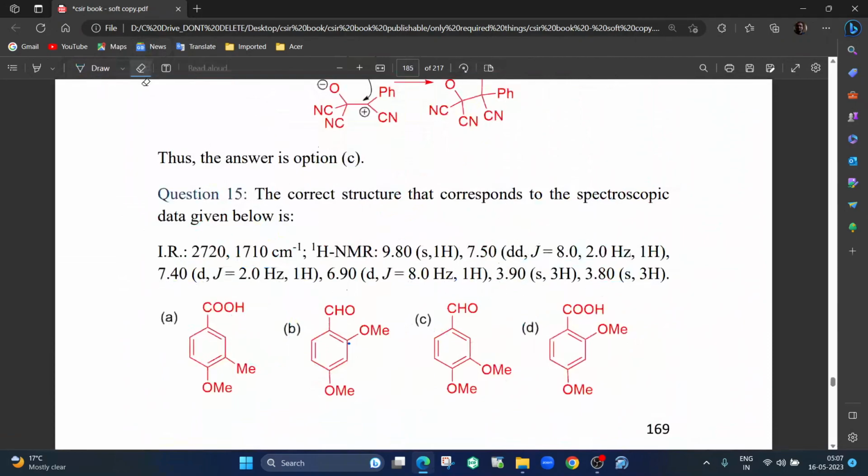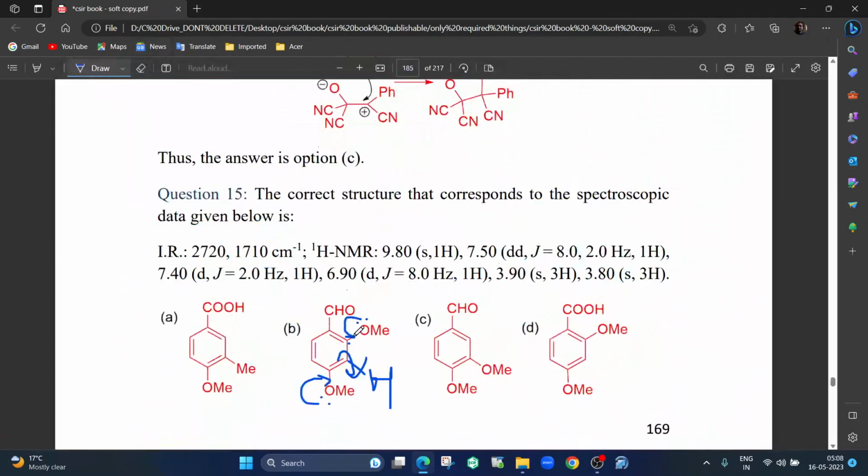One interesting thing is, see the hydrogens. This hydrogen is beside 2 OMe groups. Now OMe withdraws electrons by the minus I effect, but it pumps electrons by the plus R effect. So if it pumps electrons here, it is shielding this hydrogen, and this also will shield.